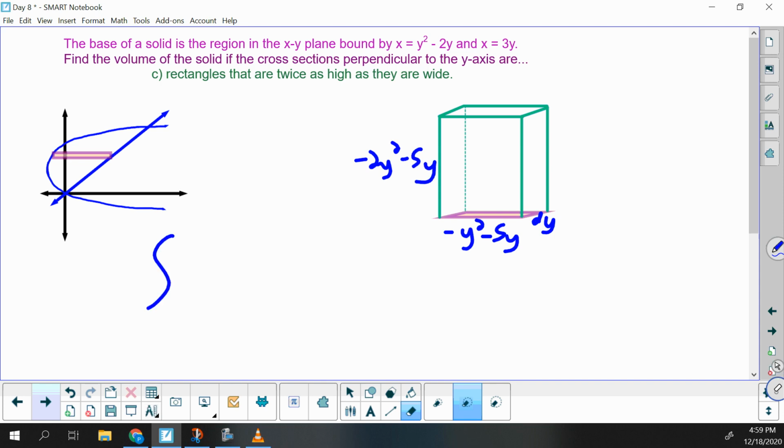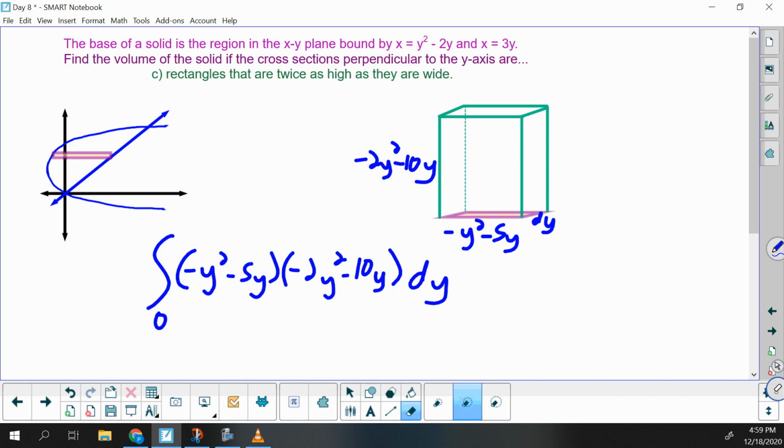So our integral will add up the volumes of all those slices. So the base times the height is just minus y squared minus 5y times minus 2y squared minus, wait a second, that should be minus 10y. Sorry about that. When we double that, that should be minus 10y. And then dy, and we're still going from 0 to 5. So if we multiply this out now, we're going to get a positive 2y to the fourth. Our outers and inners, we're going to get a positive 10y cubed, another positive 10.